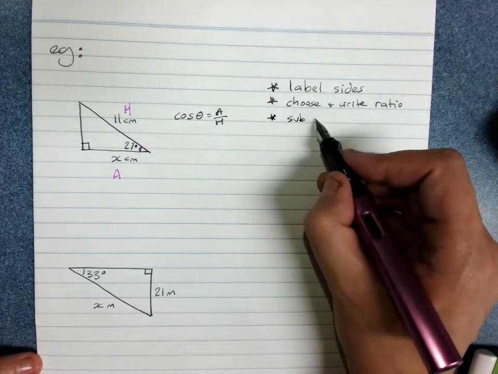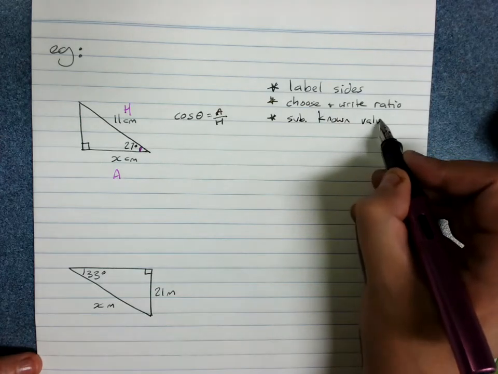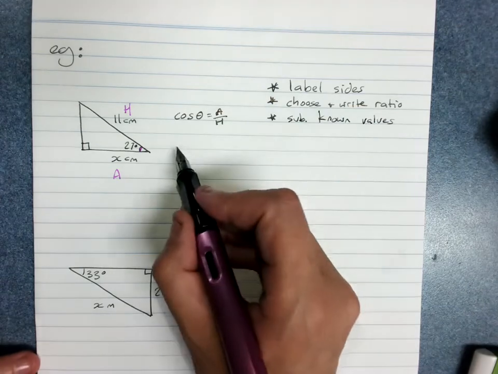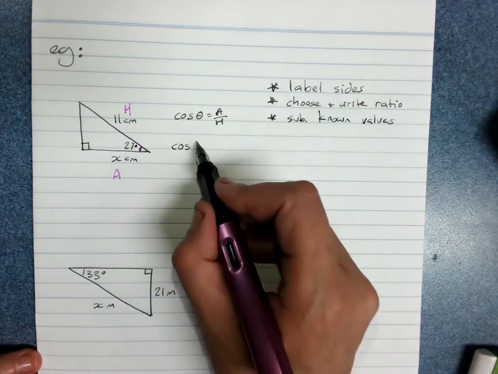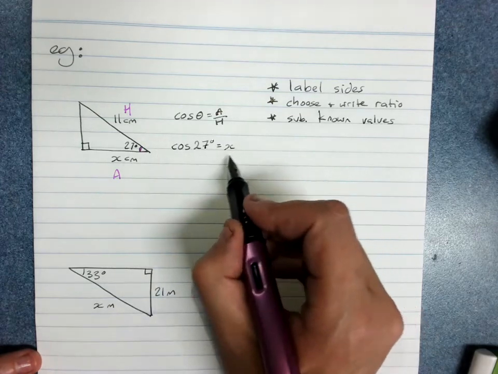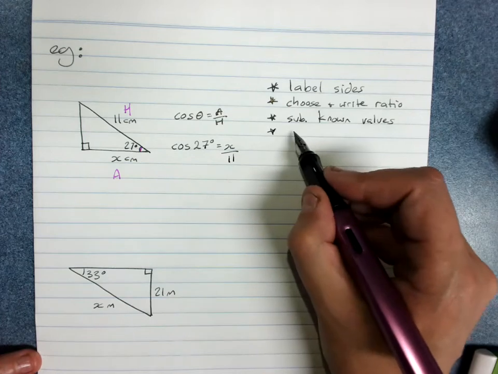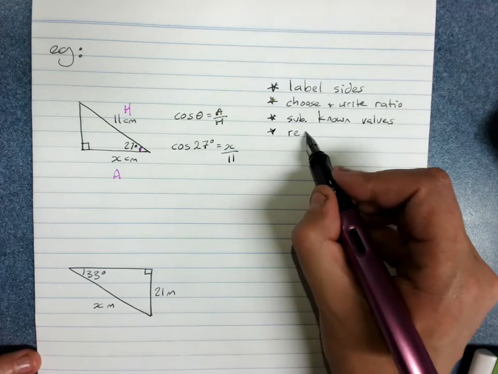Substitute in the values that you know. So that is cos of 27 degrees equals our unknown x over 11. And my 4th step is to rearrange and solve.